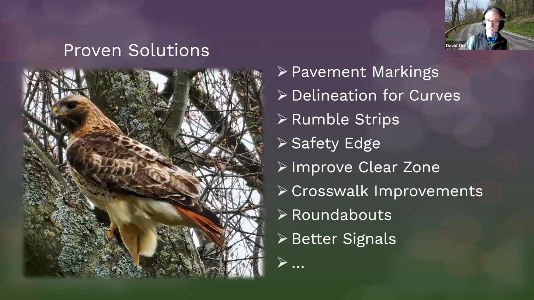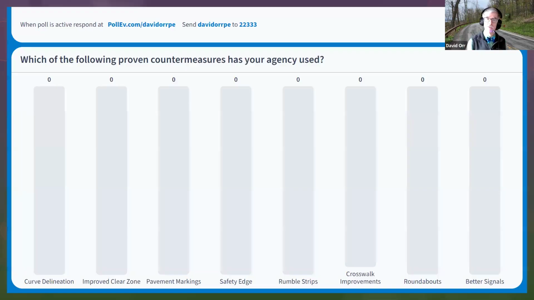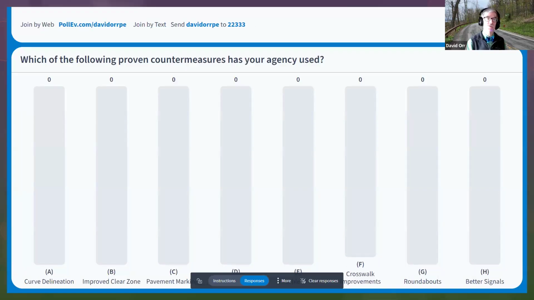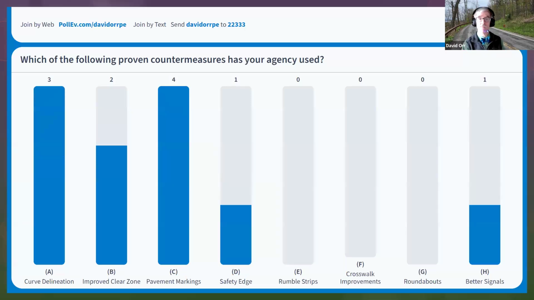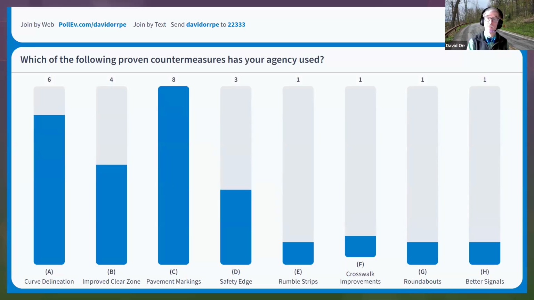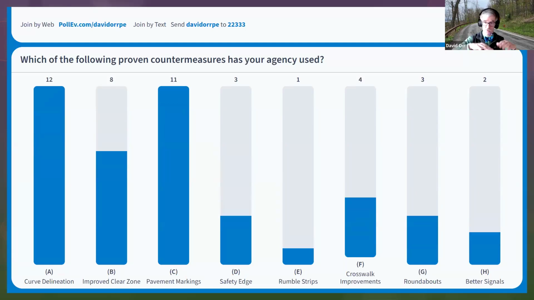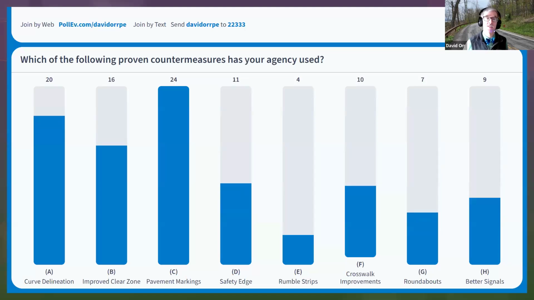Now, we've asked this question before, but again, it will help me a little bit, especially as we're talking about curves. Which of the following proven countermeasures has your agency used? Curve delineation, improving the clear zone, pavement marking, safety edge, rumble strips, crosswalk improvements, roundabouts, or better signals? And that's a whole variety of things with better signals, from rapid flashing beacons to hawk lights. Let's see what you guys have used.